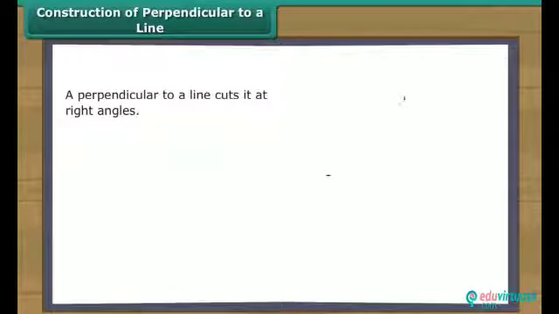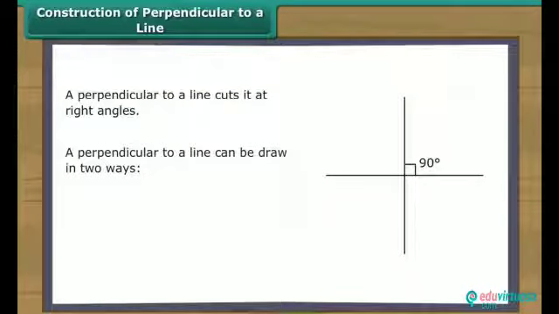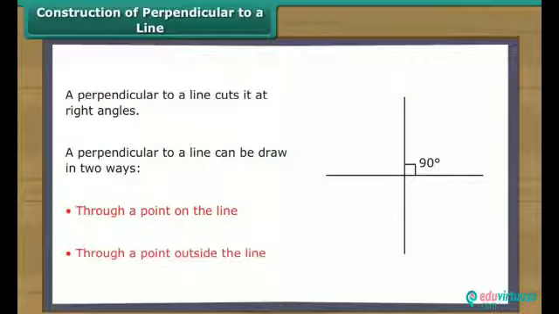Construction of perpendicular to a line. A perpendicular to a line cuts it at right angles. A perpendicular to a line can be drawn in 2 ways: through a point on the line, and through a point outside the line. Let us learn to construct perpendiculars in both the ways.